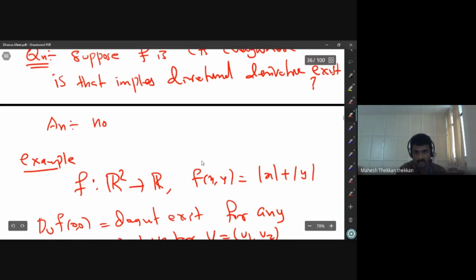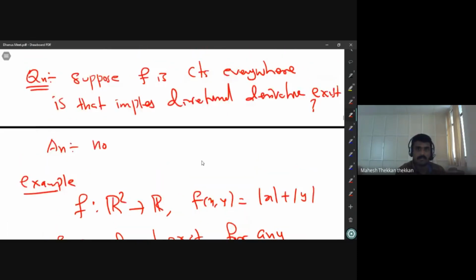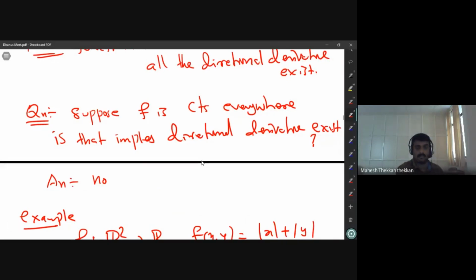So continuity of the function does not imply the existence of the directional derivative, and even if the function is not continuous, the directional derivatives can exist in all directions. Okay.